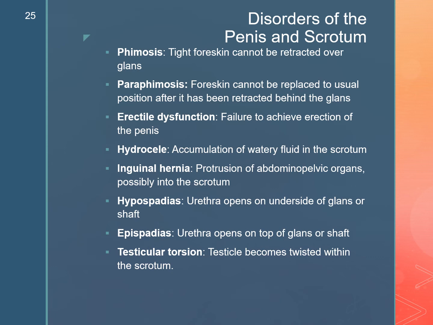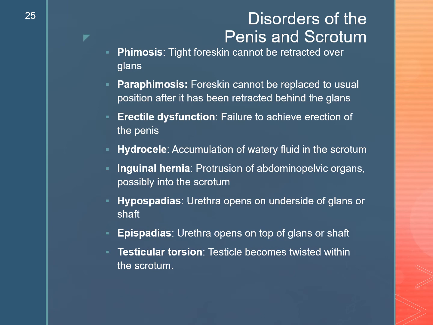Paraphimosis is when the foreskin cannot be replaced to the usual position after it's been retracted. So phimosis is the tight foreskin that can't be retracted over the glans, and paraphimosis is when it can't be replaced. Erectile dysfunction is failure to achieve erection of the penis. Hydrocele is an accumulation of fluid in the scrotum.